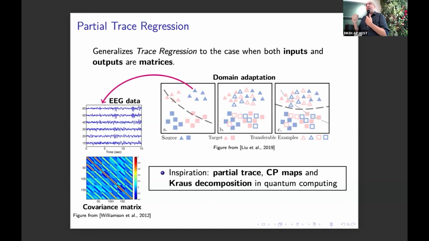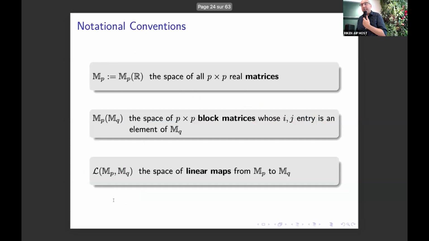The idea, and the algorithm to solve this problem, are based on concepts like the partial trace. This is why it's called partial trace regression, but also on concepts like completely positive maps and Kraus decomposition. These concepts are widely known and widely studied in the field of quantum information. This is why this kind of work can be considered a quantum-inspired machine learning method. Let me now enter into the details.